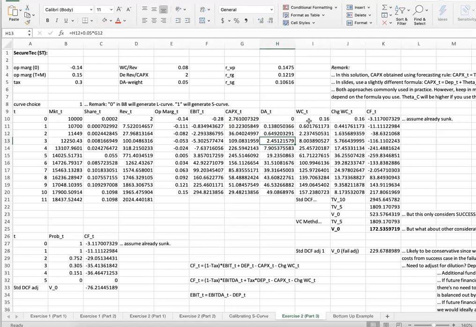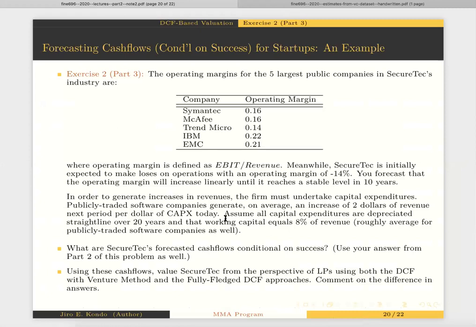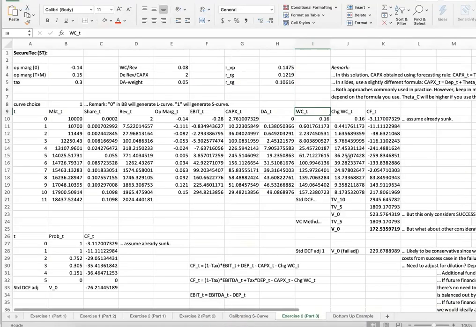And then the final thing I calculate is working capital, eventually I want change in working capital. So first, what I do is I compute expected working capital, conditional on success. For companies in the virus screening market, or actually software companies in general, I find that working capital equals on average for publicly traded software companies about 8% of revenue. So I'll apply 8% of revenue as my estimate of my working capital number.